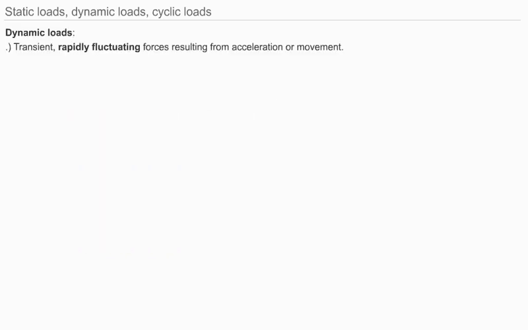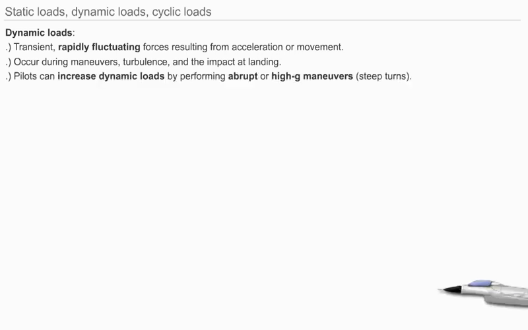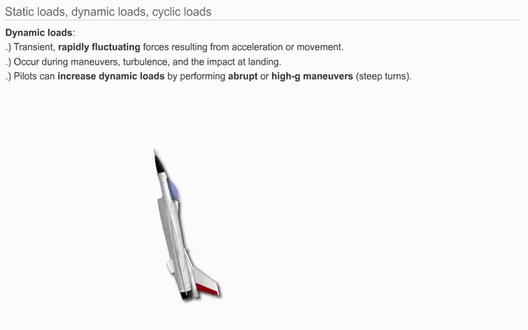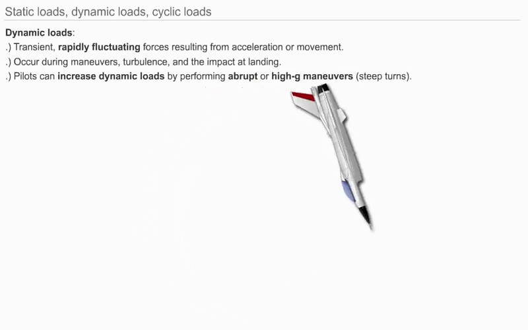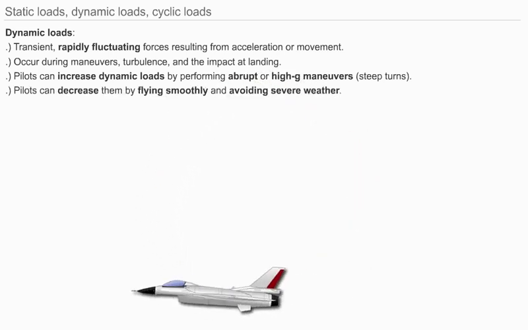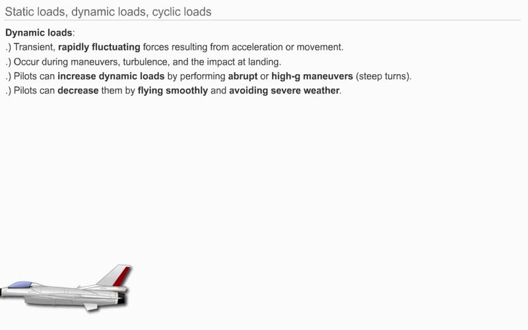Dynamic loads are transient, rapidly fluctuating forces resulting from acceleration or movement. They occur during maneuvers, turbulence, and the impact at landing. Pilots can increase dynamic loads by performing abrupt or high-G maneuvers and decrease them by flying smoothly and avoiding severe weather.